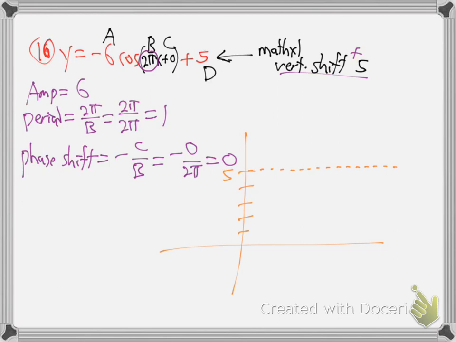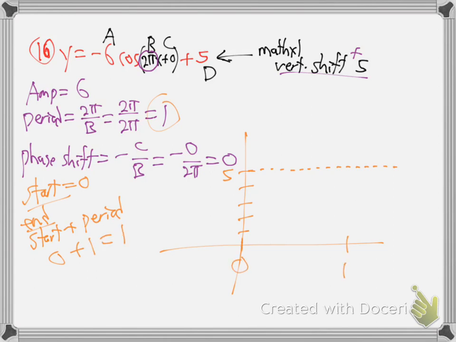Okay, so where do we start? We start at 0 because that's the phase shift. We end at whatever the start is plus the period. So that'd be 0 plus what's the period? 1. So that's easy. Ends at 1. So we start at 0, end at 1. Start at 0, end at 1. We good? Start at 0.